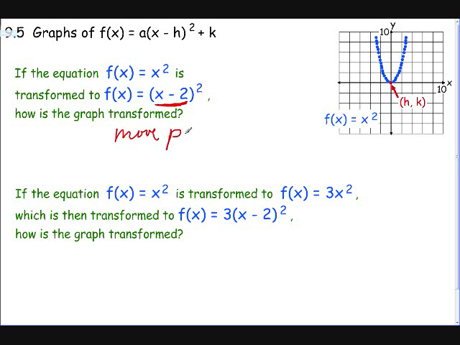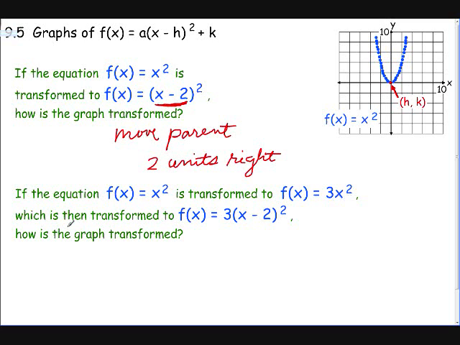Move parent. And I can say that with confidence because, look, there's no multiplier on here. So it's going to have exactly the same shape. Move parent 2 units in which direction? Right. That's how it's transformed. That's the only transformation. We're not shifting it up, and we're not changing its shape. If the parent function is transformed to this, what happens?